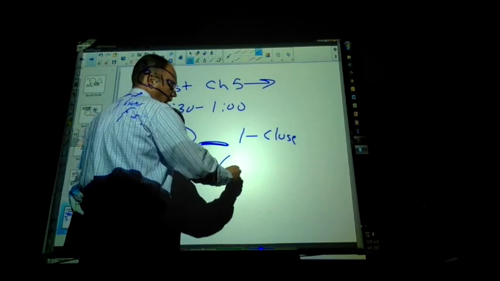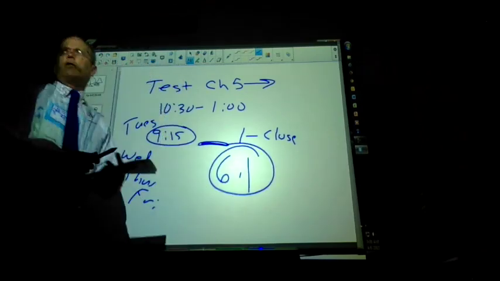6.1 worksheet will be checked off tomorrow. 6.1 checked off tomorrow. Have it. I will be marking it off for points.